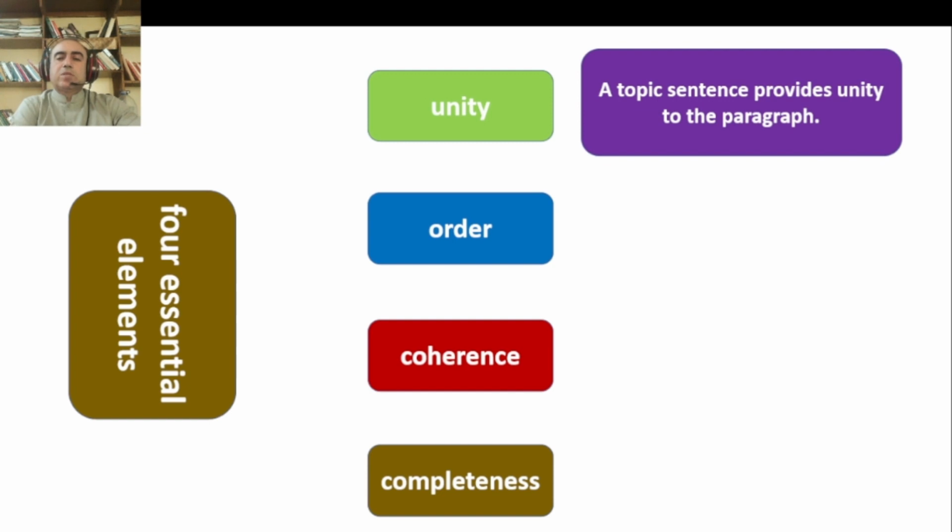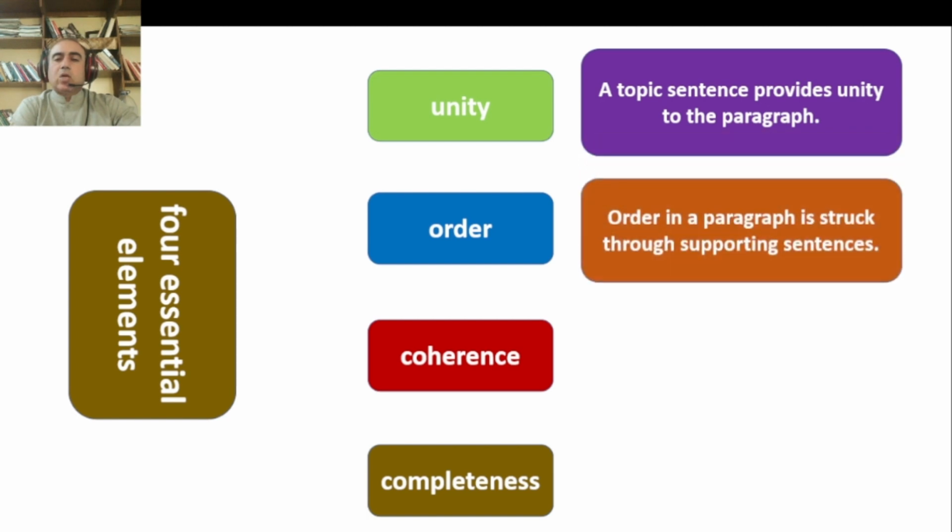Now unity means it deals with one topic. Your paragraph should not speak about multiple topics. It should speak about one topic, one point. And order means the things should be in a chronological or logical order. There should be sequence in the sentences.